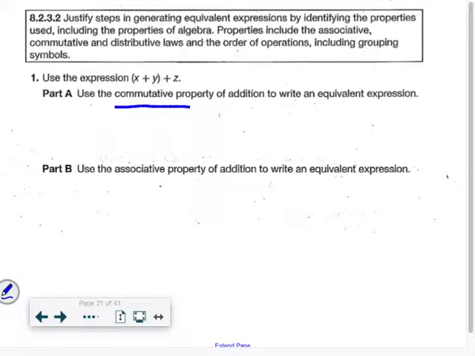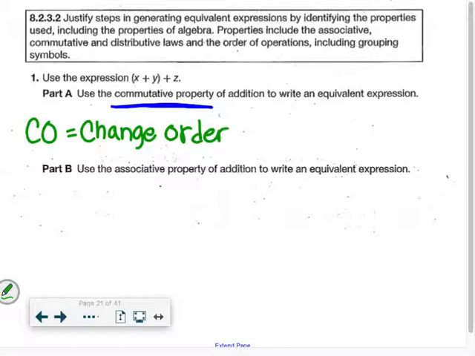Well, the commutative property, what helps me remember the commutative property is that the C and O at the beginning tell me that I need to change the order. So on this problem, I will be changing the order of my addition. The commutative property works for adding, and it also works for multiplying. So you may notice that this initial problem has two different addition symbols. So I am going to rewrite this two different ways to show you how the commutative property can work.